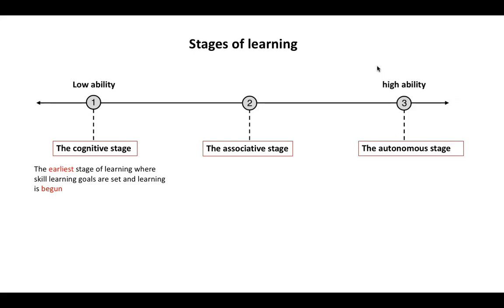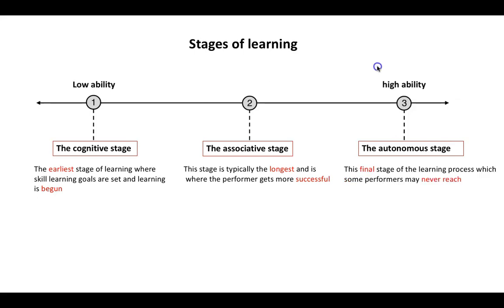So you've also got the associative stage, which is typically the longest stage and is where the performer gets more successful. You start with the cognitive stage, the early stage of learning where you start to learn the new skill. Then you have the associative stage where you begin to become more successful. And then finally, we have the autonomous stage, which is the final stage of the learning process, when you are fluent at the skill. And as it says there, some people won't ever reach that. You don't necessarily need to get that information down. It's just visually there for you to see what we mean by stage one, the cognitive stage, stage two of learning, the associative stage, and then the autonomous stage of learning.